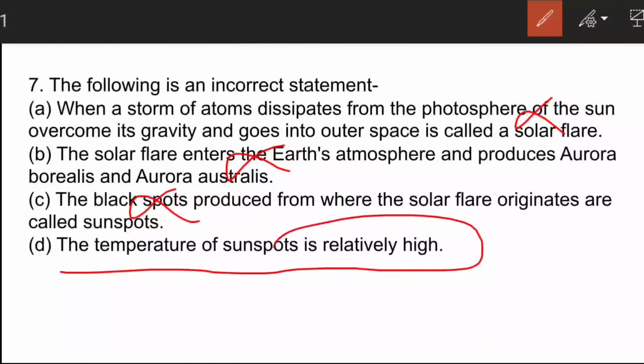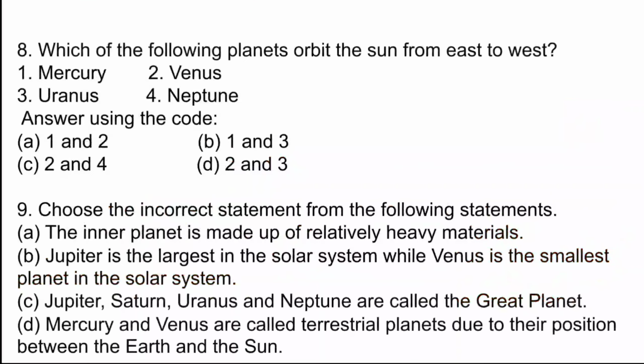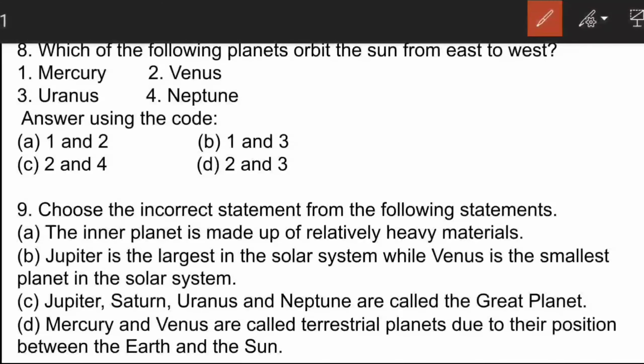The temperature of the sunspot is relatively low. That's why when there are more sunspots, the Earth is relatively cooler. So let's move to the next question. Which of the following planets orbit the sun from east to west? The correct answer is Venus and Uranus.